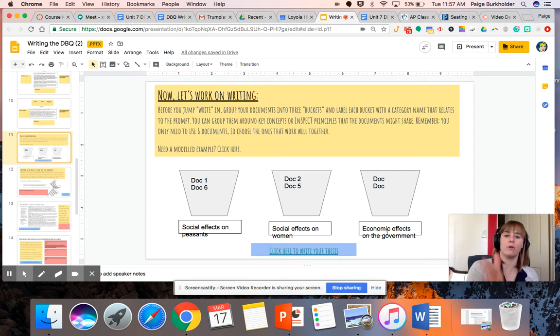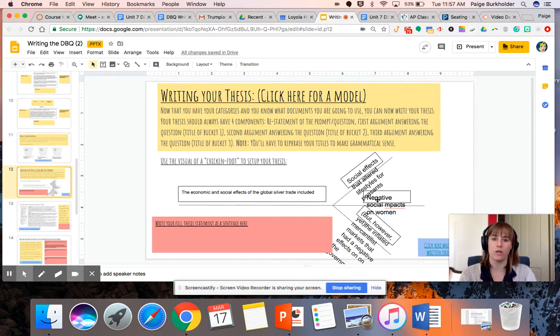So we have our 3 buckets. We've dropped our little documents into the buckets. We have our 3 categories. So now, next, we're going to write our thesis.